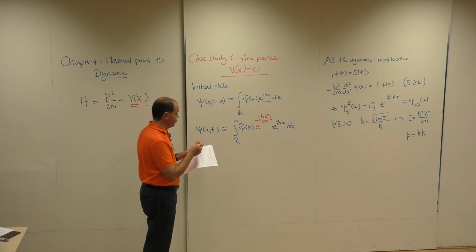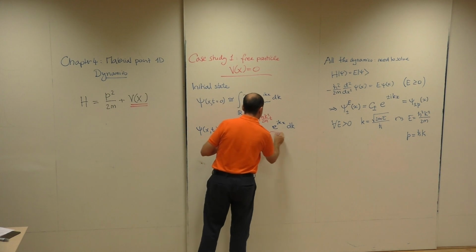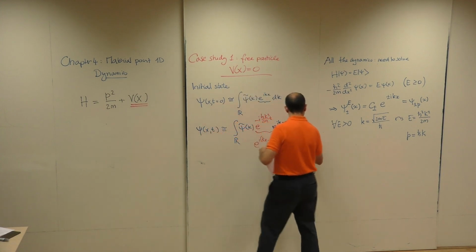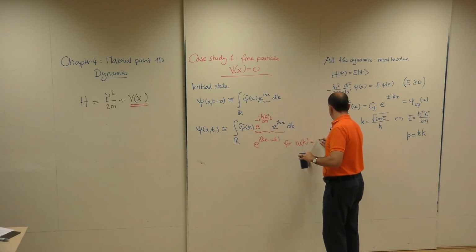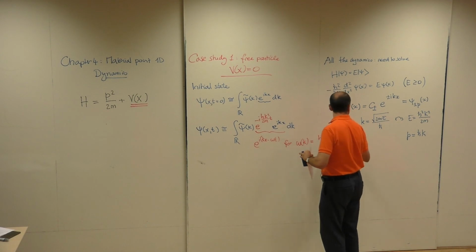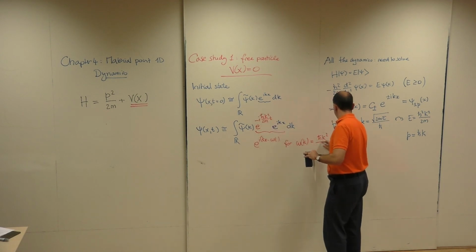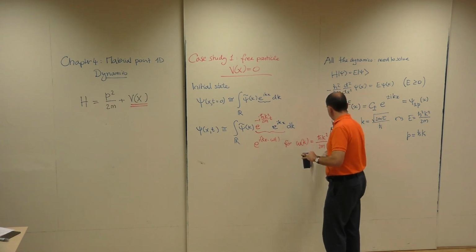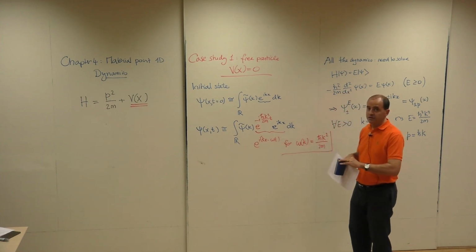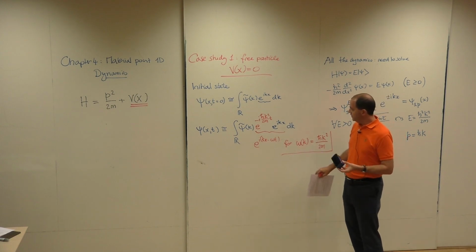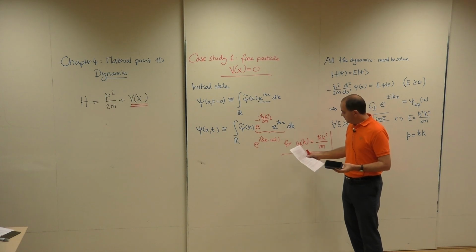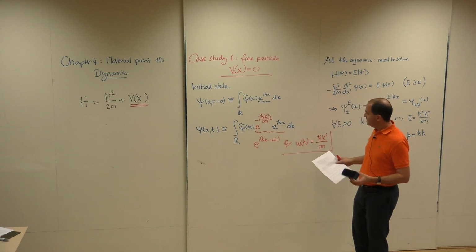All right. And now if you look at what that expression looks like, this looks like e^{i(kx - omega t)} for omega of k equal to h bar k squared over 2m. This is what you would call a dispersion relation in optics, the dependence between the wave number and the frequency of the wave. So, well, that's nice, right?